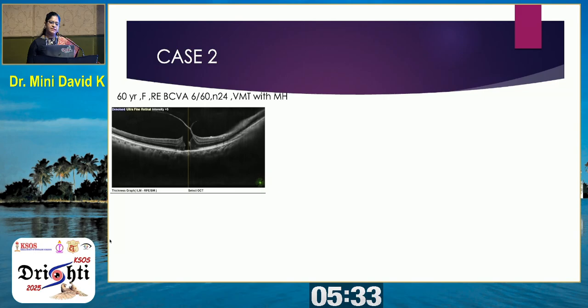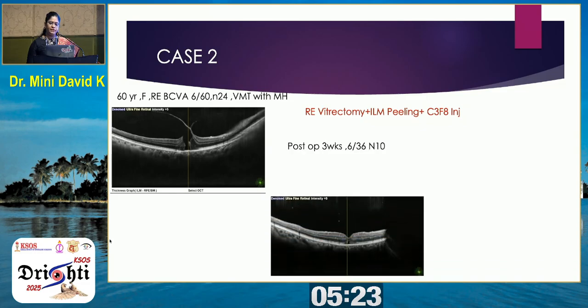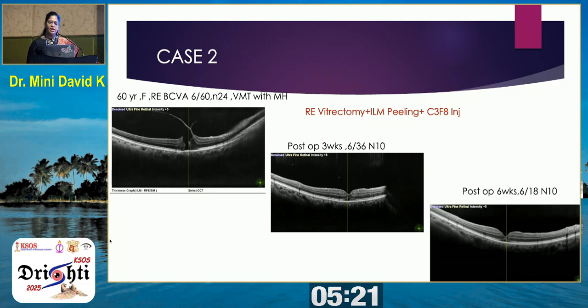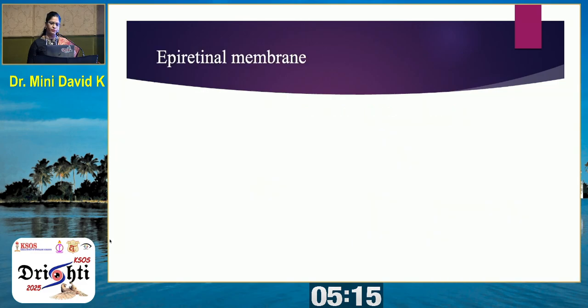It's a case of a 60-year-old female with best corrected visual acuity of 6/60. Patient presented with VMT with a macular hole. Patient underwent right eye vitrectomy with ILM peeling and C3F8 injection. Advised post-op positioning. Following post-operatively at 6 weeks, anatomical closure of the hole was seen and vision was improved.